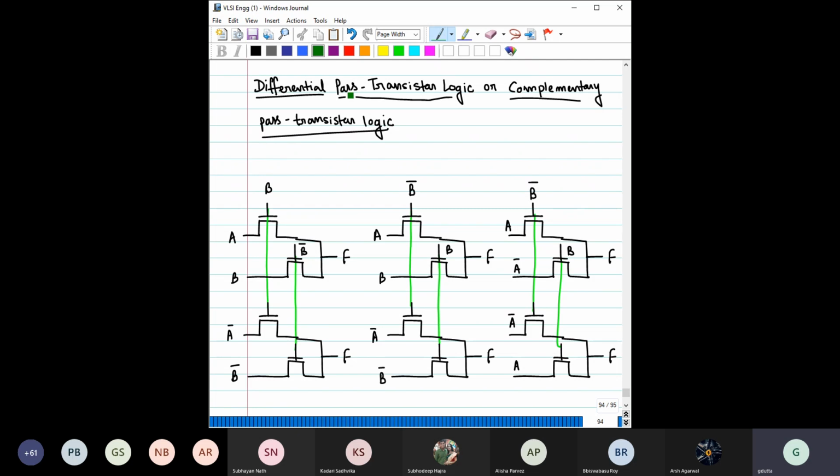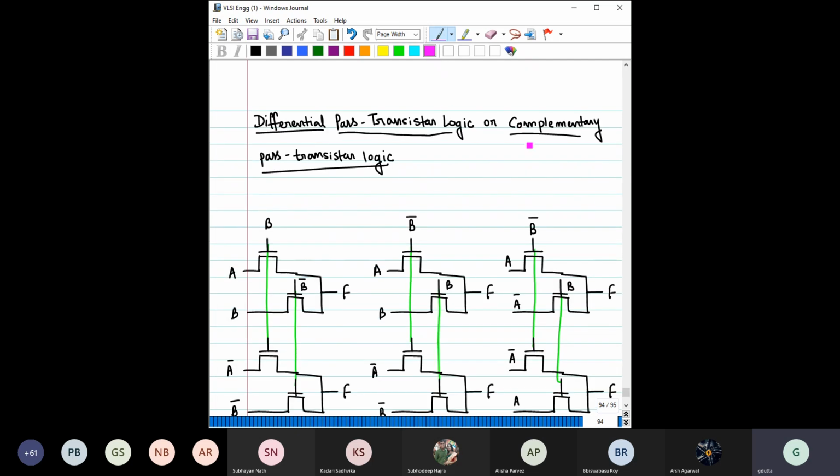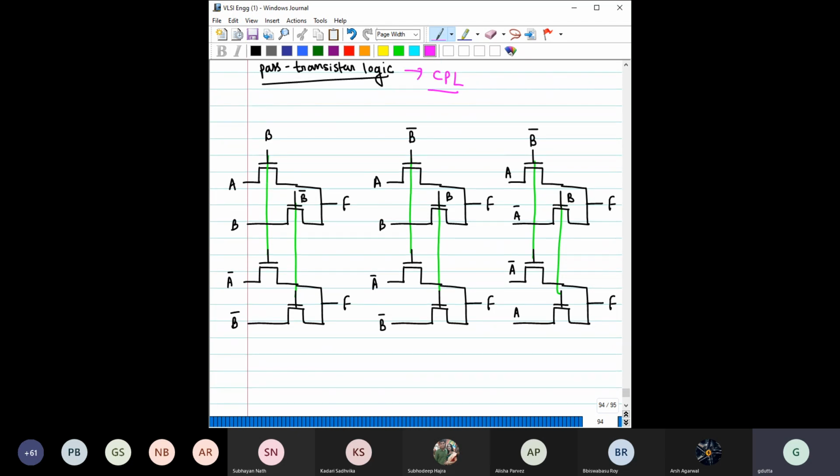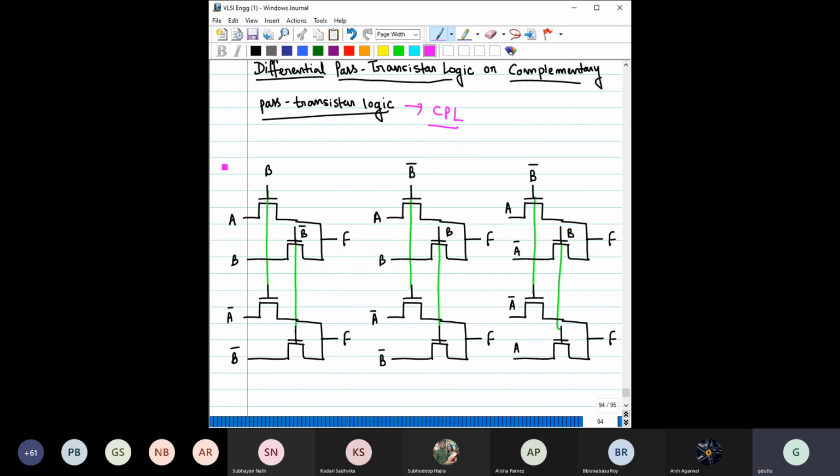Okay, differential pass transistor logic or complementary pass transistor logic. Complementary pass transistor logic is also referred to as CPL. Differential pass transistor logic is referred to as DPL. Now if you notice the first figure here, you have A, you have B, you have B here, you have B bar here. Here you have A bar, here you have B bar, but the gate inputs are the same, right?